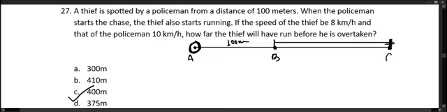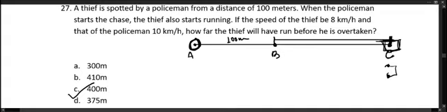Now have a look at the diagram. Let's say point C is the place where both police and thief are at the same point.